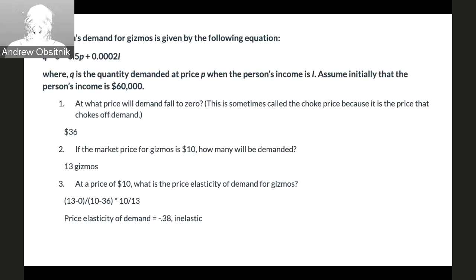And at that price of $10, what is this person's price elasticity of demand for these gizmos, which would be negative 0.38, making that elasticity inelastic.